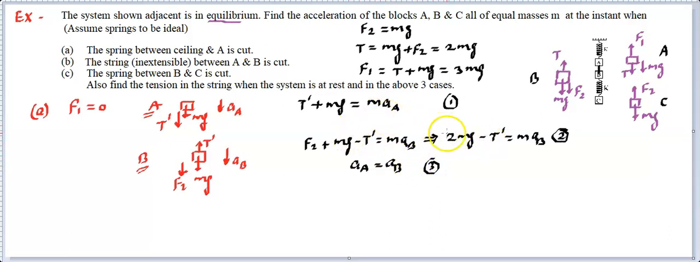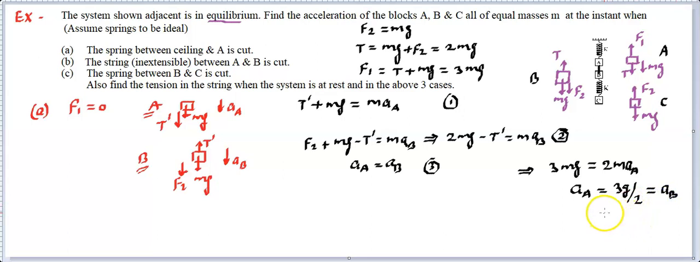If you add them together, you get 2 mg plus mg, that is 3 mg. I'm solving over here in short. 3 mg is equal to MAA plus MAB, that is twice MAA, writing in terms of AA using the third equation as well. So from here you will find the acceleration of A is going to be 3g by 2, and this is also going to be the acceleration of block B.